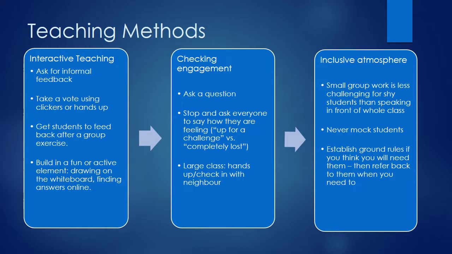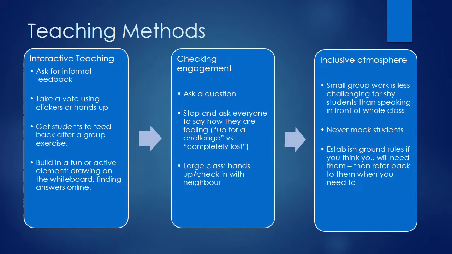You can get students to feedback after a group or pair exercise, so take 60 seconds, talk to your neighbour, and even where, again, the group is too big for them to feedback, you can just say, take 60 seconds, talk to your neighbour about something, and then turn and face me again. And you don't really need to hear them feedback, because they've been interacting with someone else. That's almost as good as interacting with you.